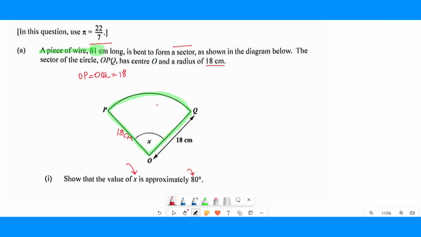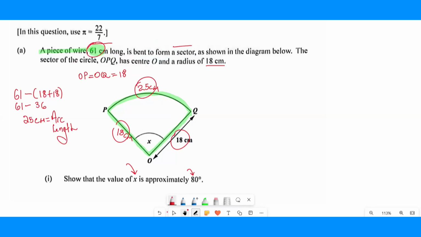So what that means then is that I could take this 61 and then I could add 18 and 18 and subtract it from 61, okay? So if we take 36 from that 61, this is gonna equal 61 minus 36, which is 25. This is actually the arc length. This 25 here is the arc length that we're finding, which means that this is 25 centimeters, right? So now 18 plus 18 plus 25 would give us our total of 61.